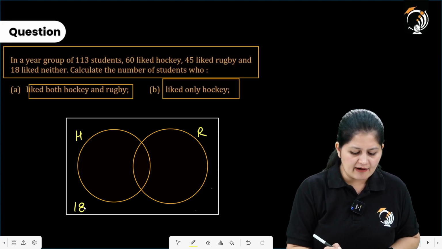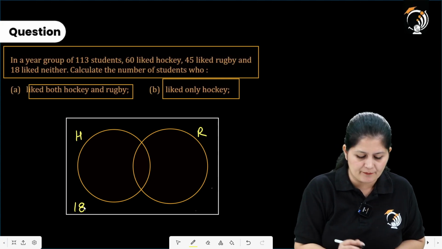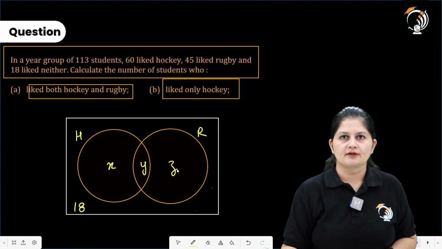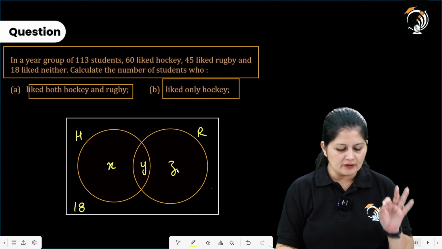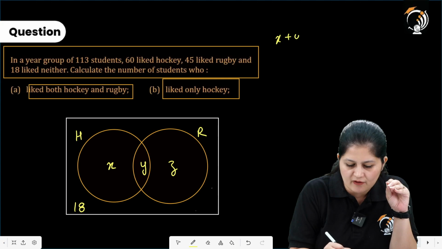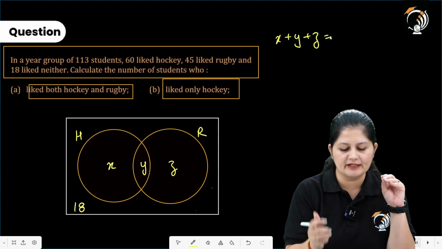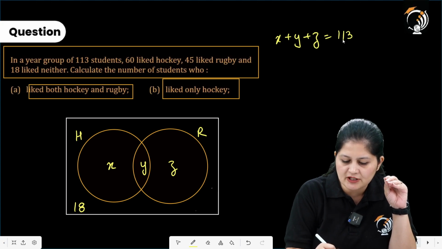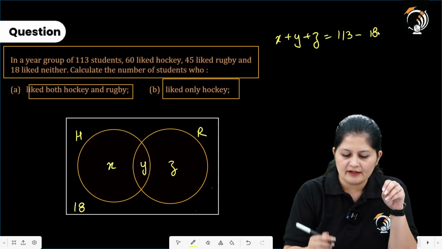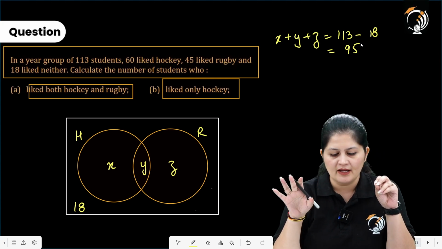So after that, if I talk about the first approach, let me just use a different approach to solve it. Let's take this as x, this as y, and this as z. Okay. So now we know that the sum of all the students, which is x plus y plus z, is equal to what? It is going to be 113 minus 18, which is the total number of students minus the students who didn't like any of the sport, right? So x plus y plus z is equal to 95.